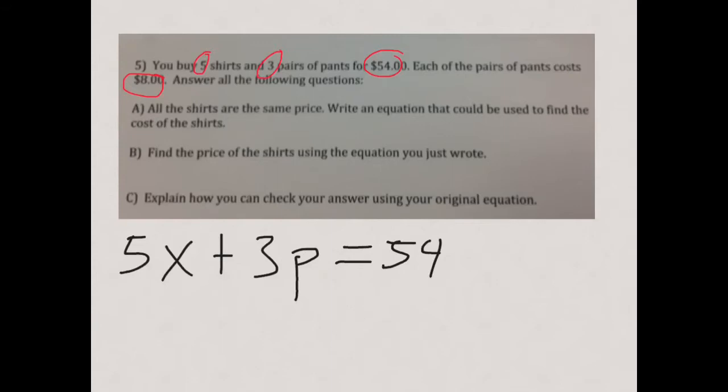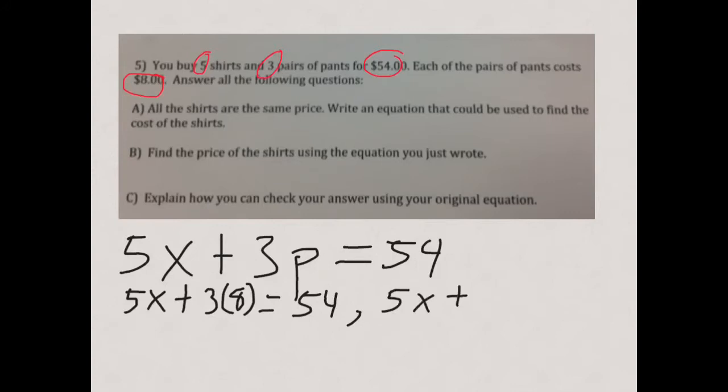Now, watch what I'm going to do. What do I know? Each of the pair of pants costs $8. So instead of using P, let me go and rewrite it. And I end up with 5x plus 24 equals 54. Either one of those could be an equation that we could use to find the price of the shirts, because that's what we don't know. That's why I use X, okay? That's A. So for A, I could put 5X plus 24 equals 54.